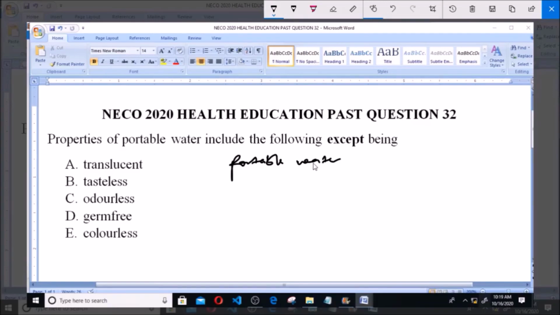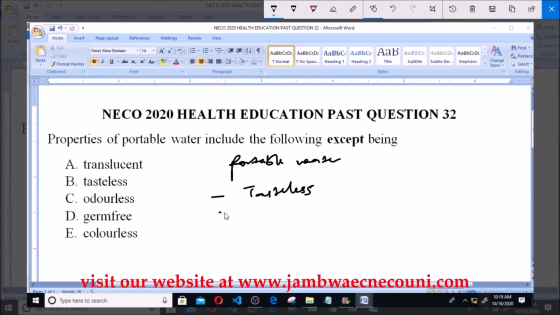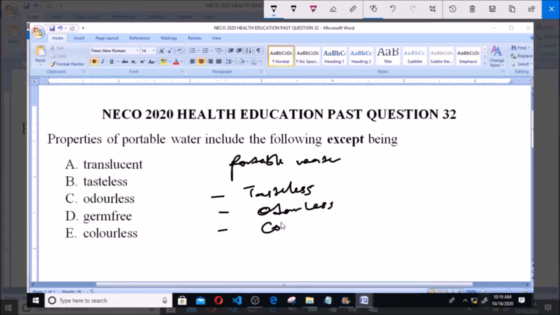Now, potable water possesses the following characteristics. 1. It must be tasteless. 2. It must be odorless. 3. It must be colorless. And it must be germ-free. Now, if you look at option A, which is not part of these characteristics I just mentioned, option A here says translucent.